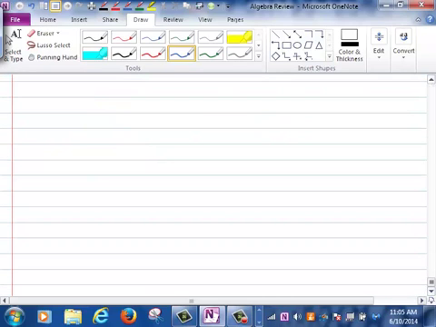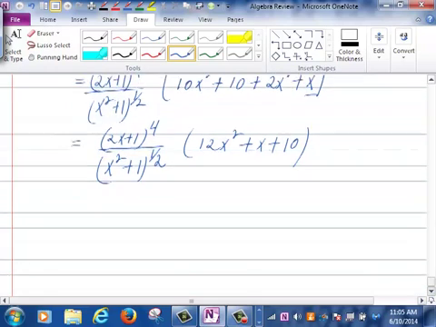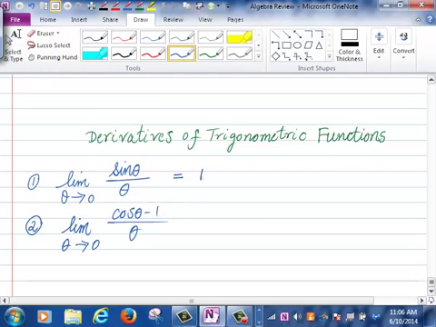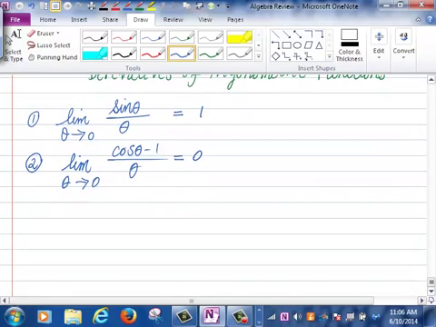But before that, let me write down another limit that we need to know, which is the limit as theta goes to 0 of cosine theta minus 1 divided by theta. And it turns out that the first limit is 1, and then the second limit is 0. Okay. And let me justify why the second limit is 0 first.